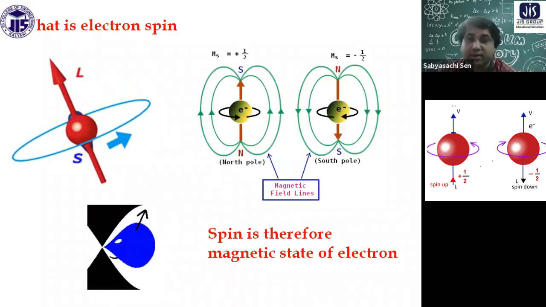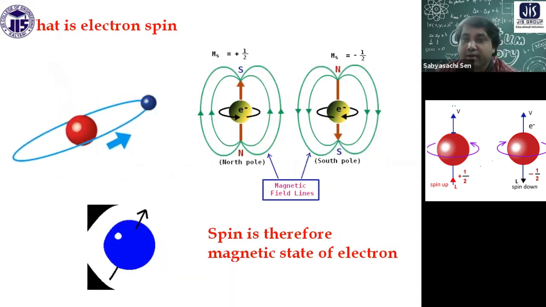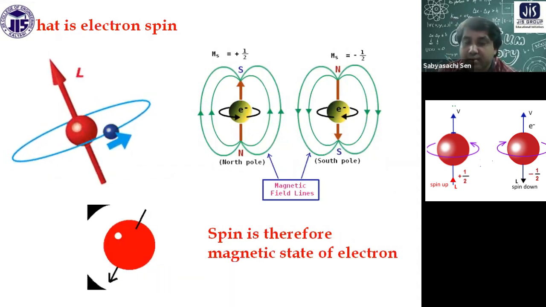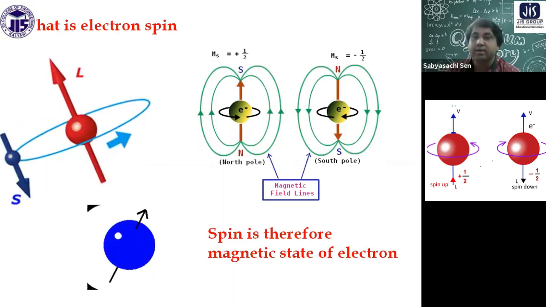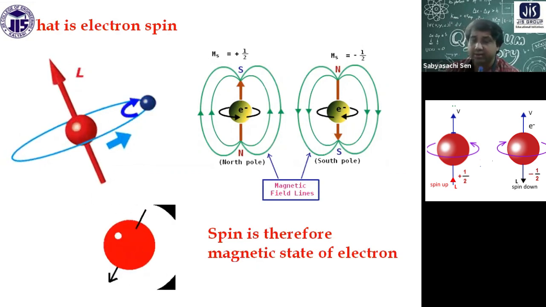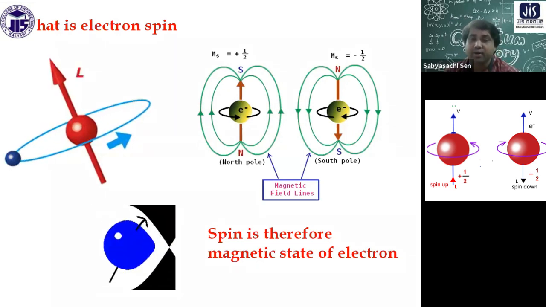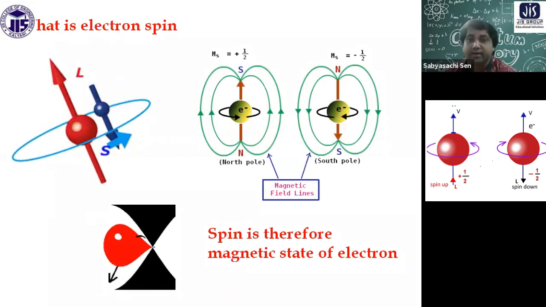That is the classical way of thinking. So this may be giving one magnetic state. We may call it the up spin state. And if the electron moves in the opposite direction, the clockwise direction like this, then the lines of force may be just opposite. So now you get another magnetic state of the electron.